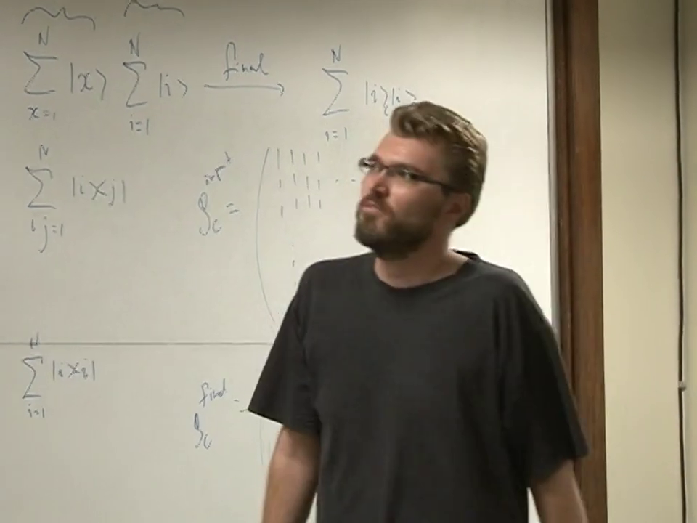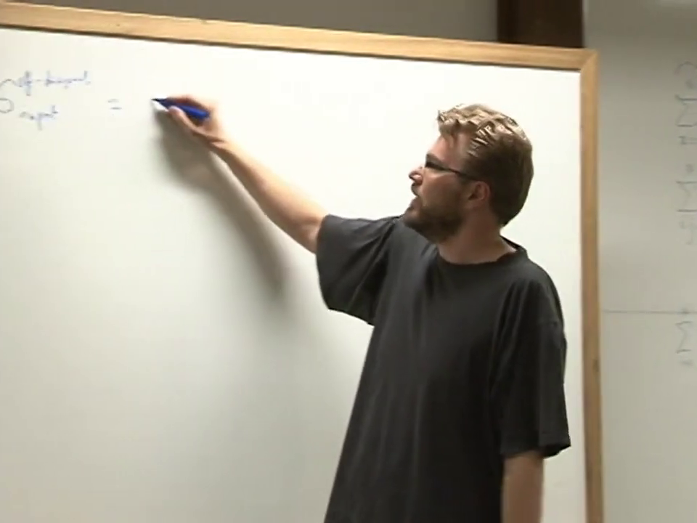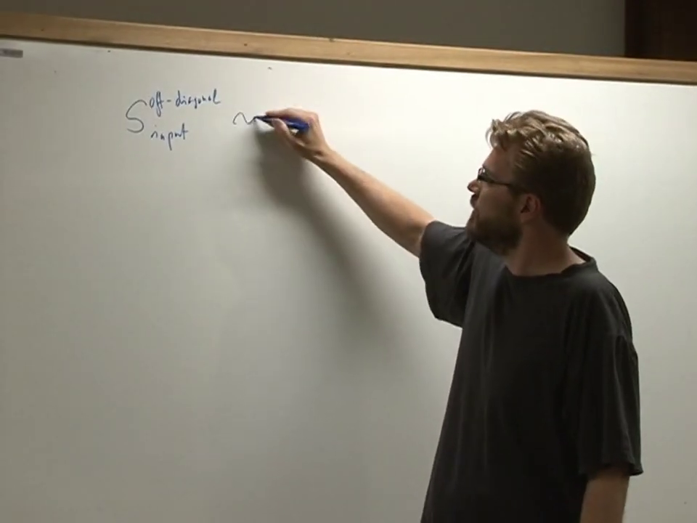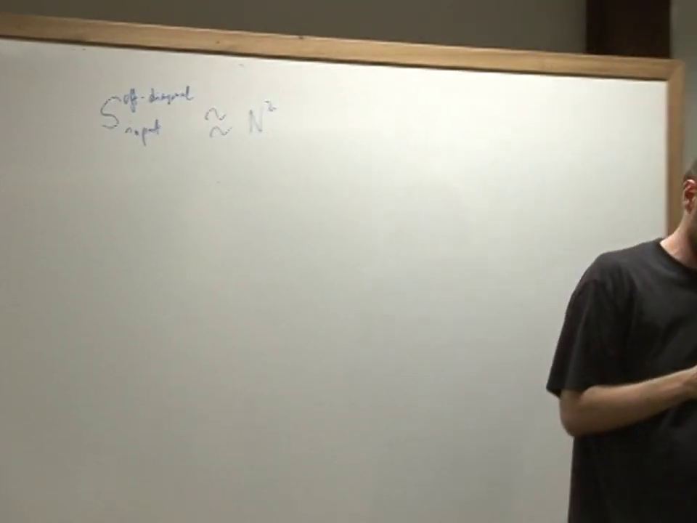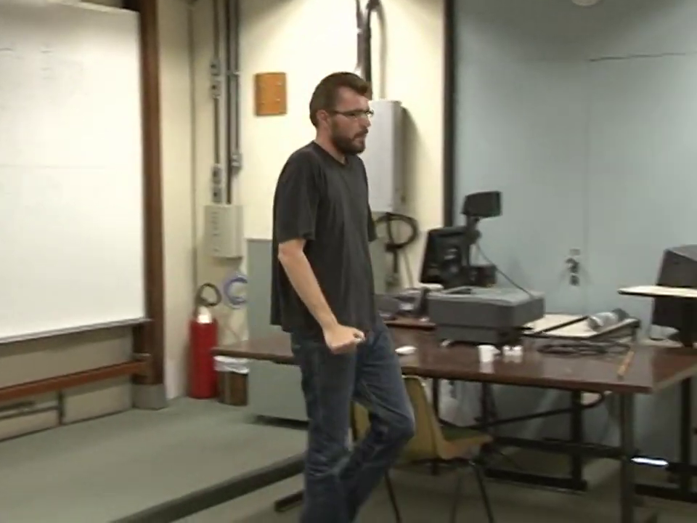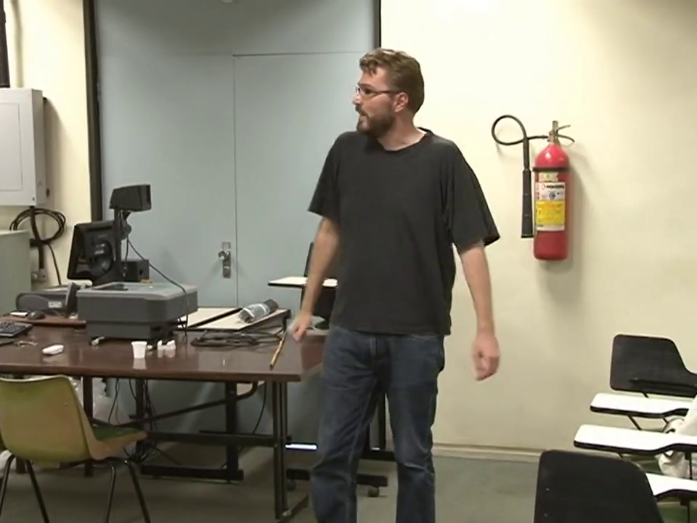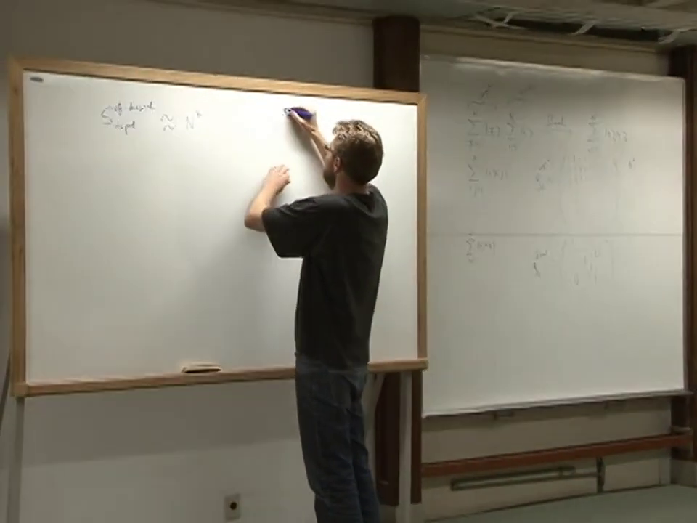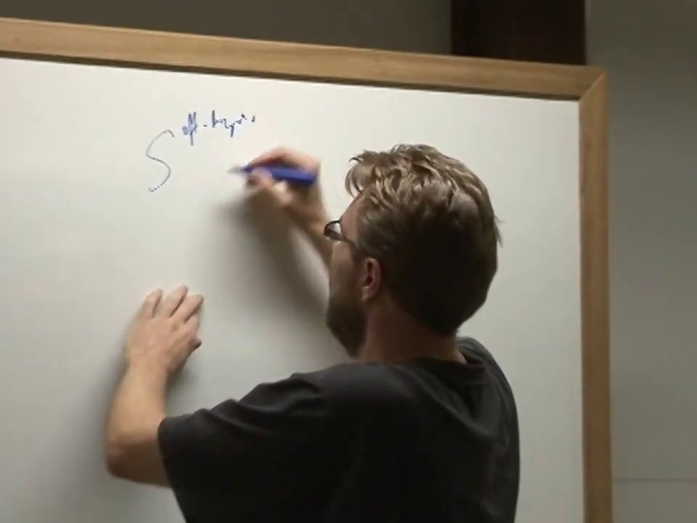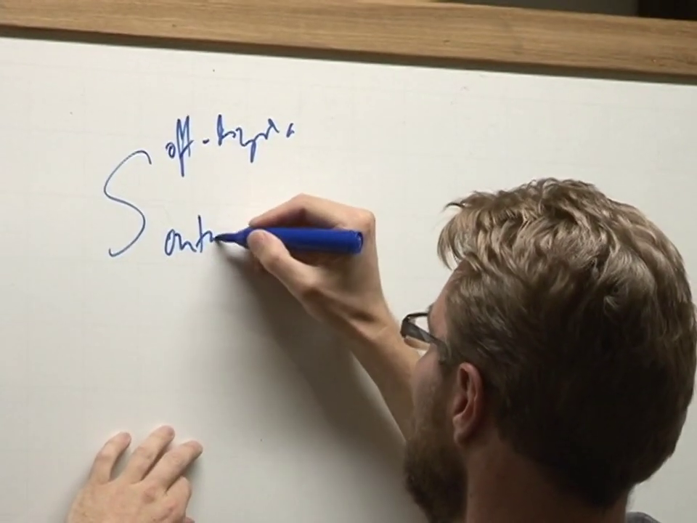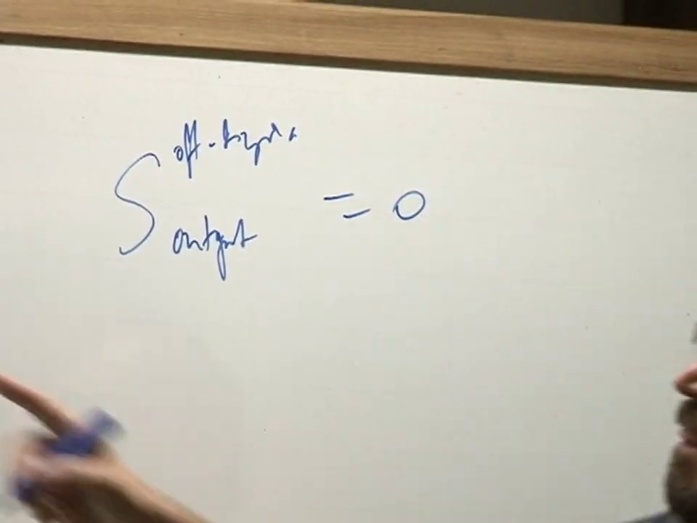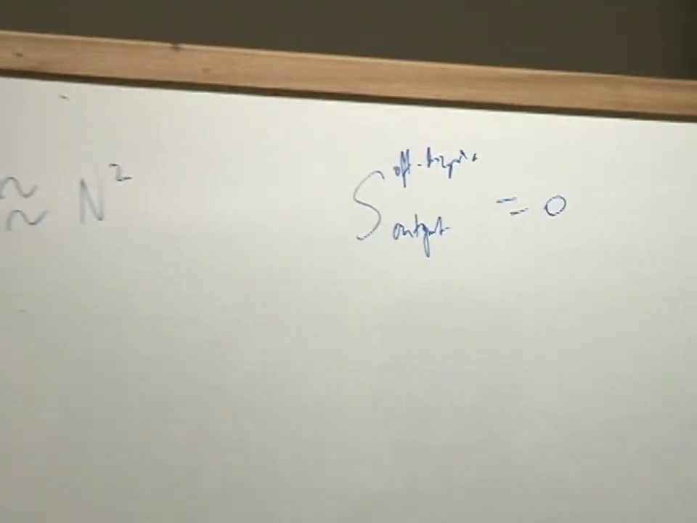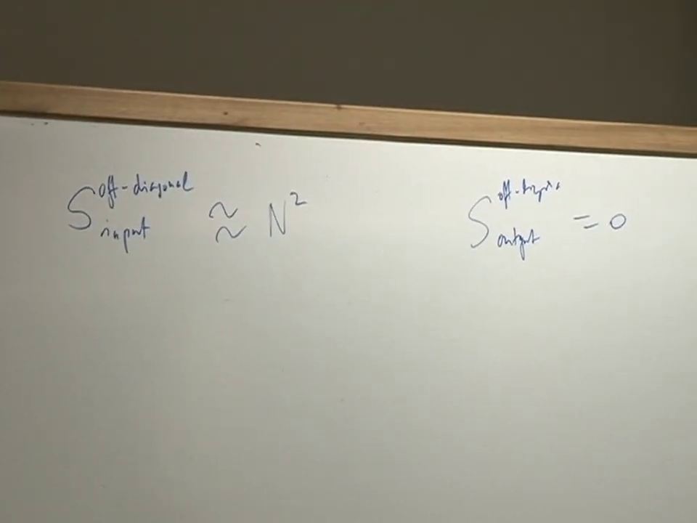So I'm going to say that they are roughly n squared of the diagonal elements. Finally, there is zero of the diagonal. The sum of these guys in the final state is basically zero. Now I have to see how quickly I can scale that. How do I do that?